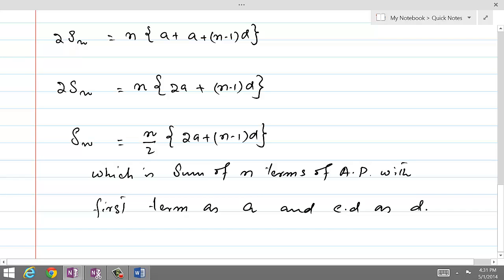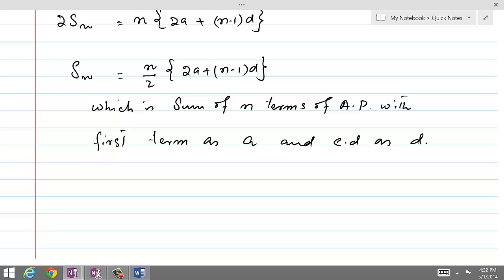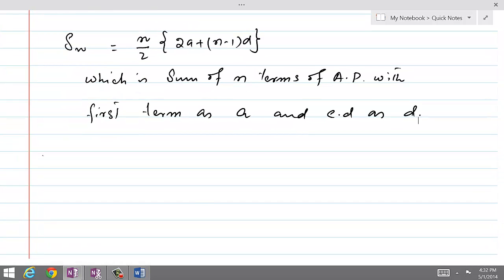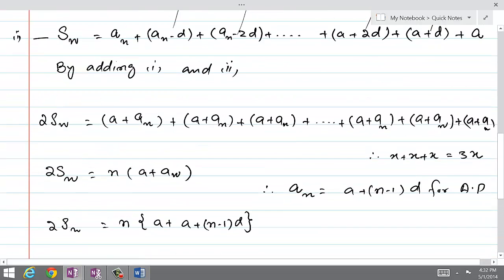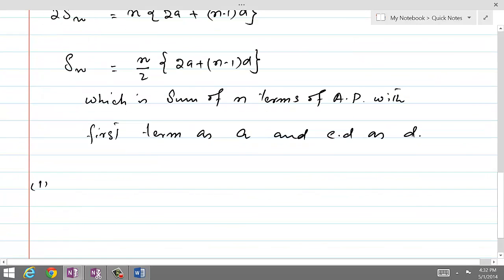Now we can apply this formula to find the sum of n terms, or whatever number of terms we want to sum. So let's do a question. Example 1: if we take a look at this example, there is a given series, -8 -3 1/2 plus 1, and we are required to sum up to 11 terms. So let's do that.